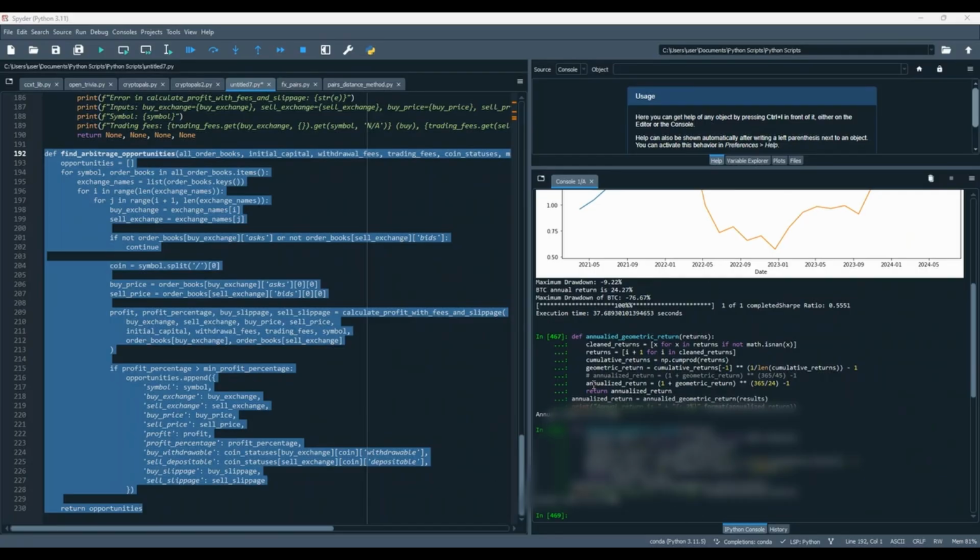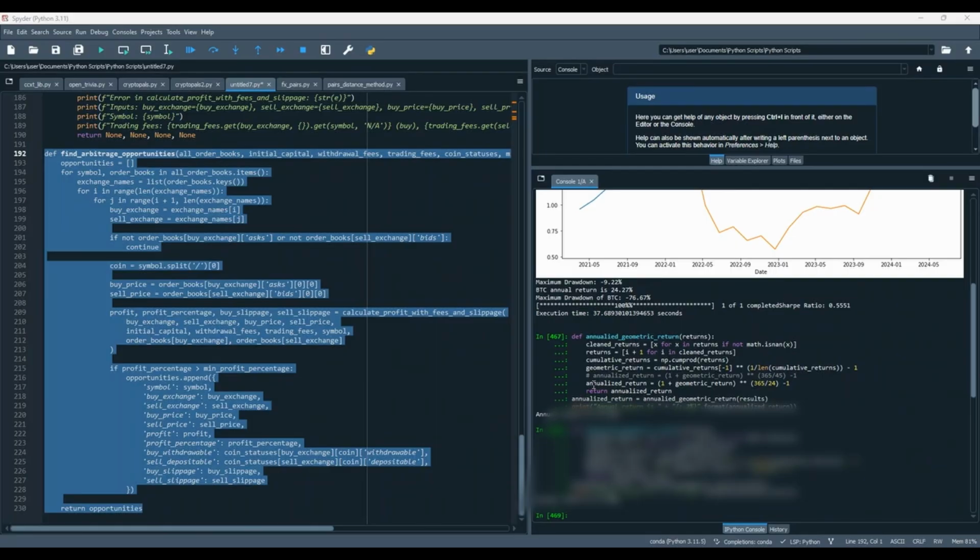Percentage. This is a threshold for an opportunity to be considered viable. I assigned it to be 0.1, which means there should be at least 1.0% profitability in this trade to be considered.